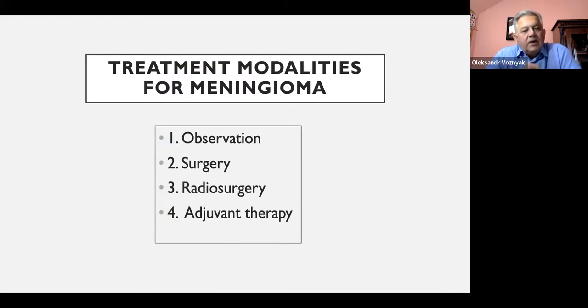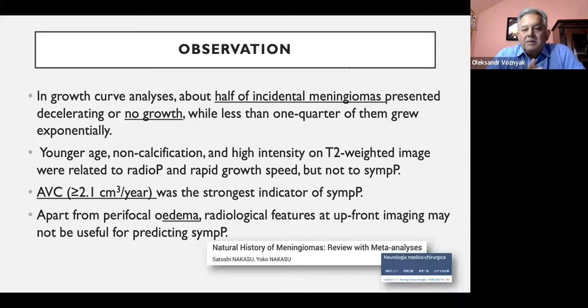According to treatment, we have in our arsenal three main methods. First of them, I discuss the observation. The surgery is the main method, then radiosurgery, and I separate the adjuvant therapy, we will speak about it a little bit later. Observation: it's very interesting that about half of incidental meningiomas do not grow during long follow-up time.